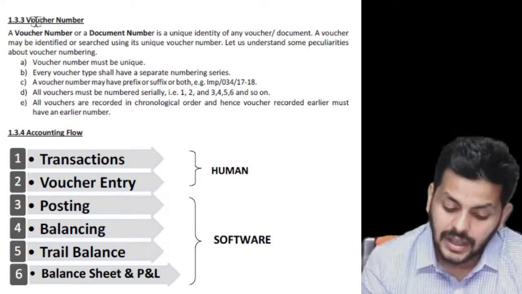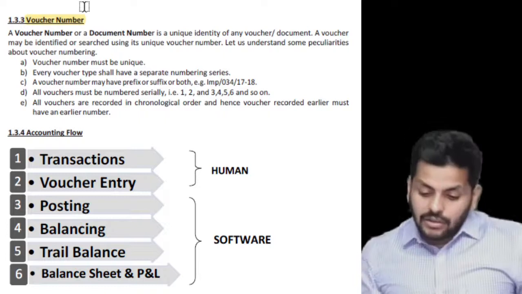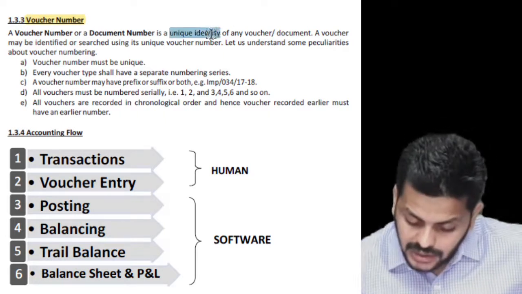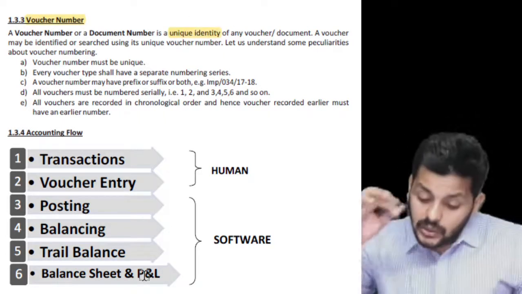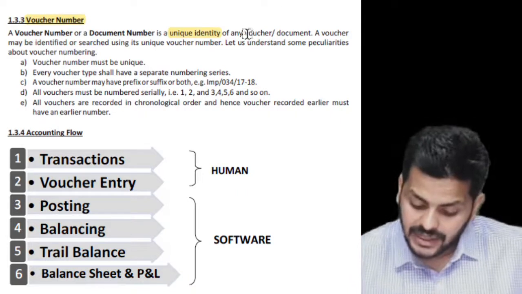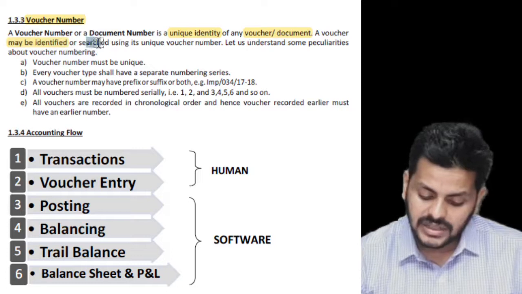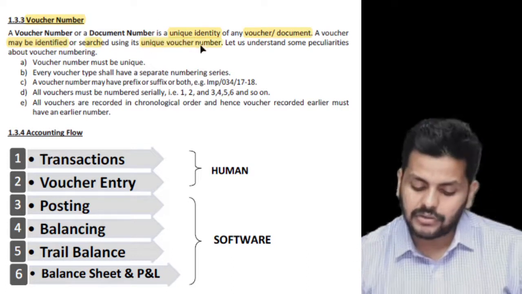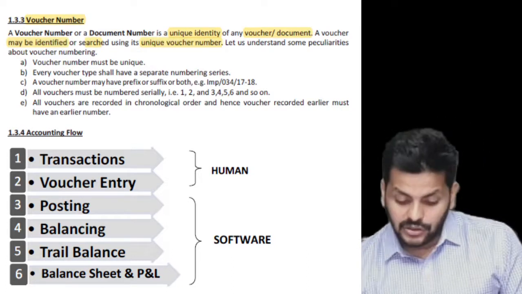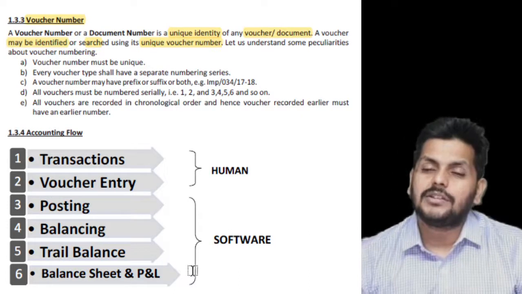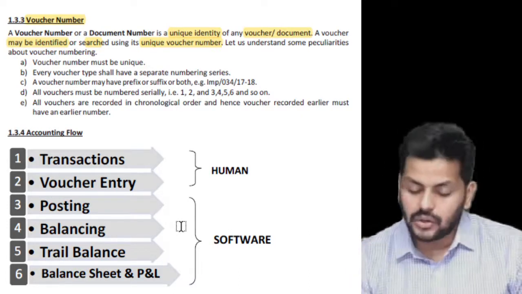Same way here, voucher number. A voucher number or document number is a unique identity. Is what? A unique identity of any voucher or document. A voucher may be identified or searched using its unique voucher number. It's easy, everybody will have a unique voucher number. But again, for the voucher number, there's a particular way to put it up.